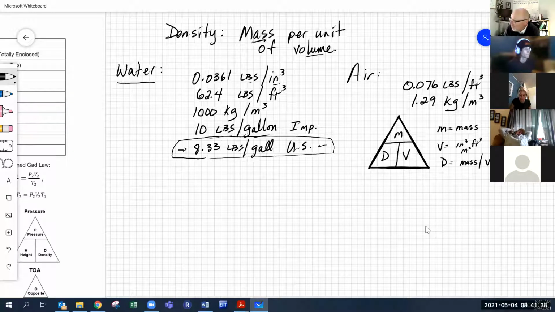For example, I could find out Doug's density. We could figure out how dense I am. Well, wait a second. That didn't sound correct. But anyways, let's find out how dense Doug is.